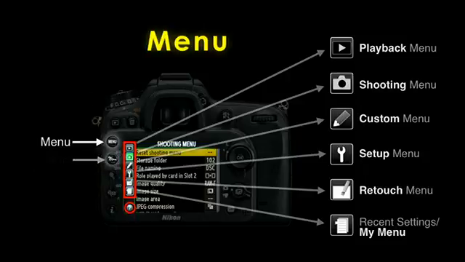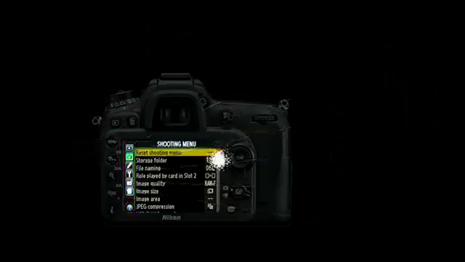Now, you'll notice there's a question mark down in there, which means if you want more information about what you're looking at, hit the question button, and it will bring up a little bit better description of the feature that you happen to be looking at or the option that's available.